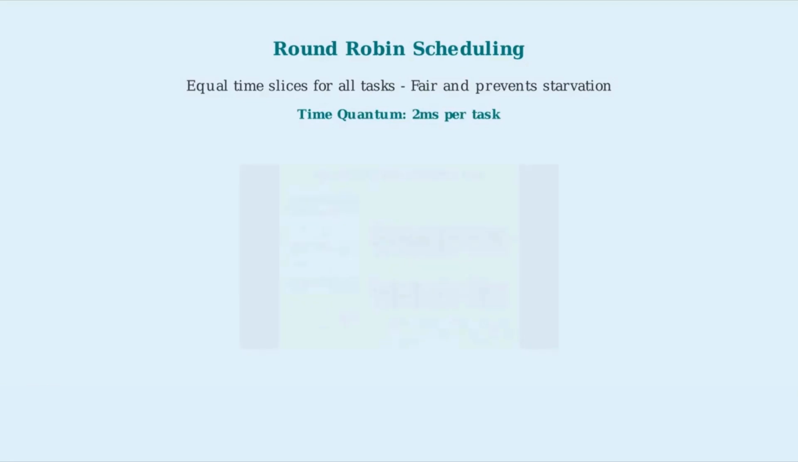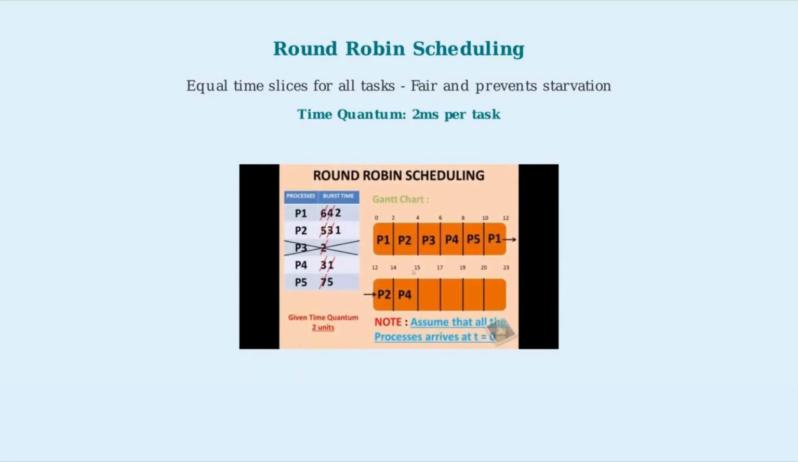Here's how round-robin works in practice. Each process gets a time quantum, often 1 or 2 milliseconds. If a task doesn't complete within its time slice, it's preempted and moved to the back of the queue, allowing the next task to run. This creates fair, predictable scheduling.